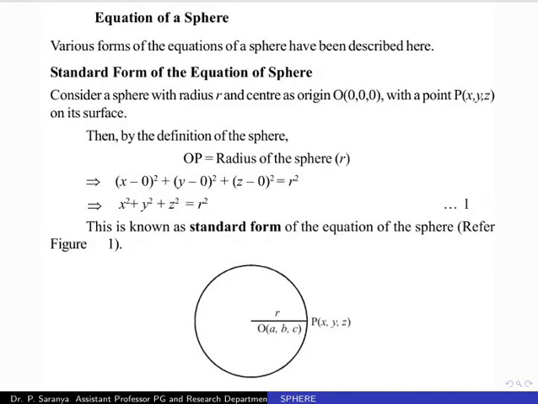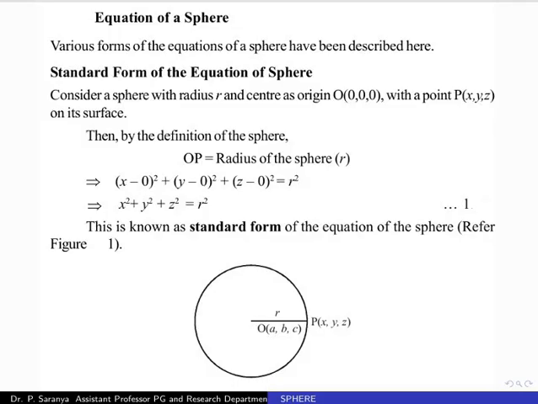Next topic, we see the equation of a sphere. Various forms of the equation of the sphere have been described here. First, we see the standard form of the equation of sphere. Consider a sphere with radius r and center as origin O of 0, 0, 0 with a point P of x, y, z on its surface.